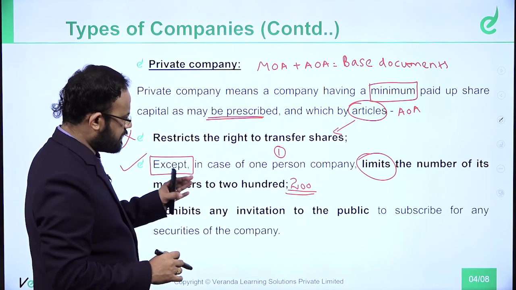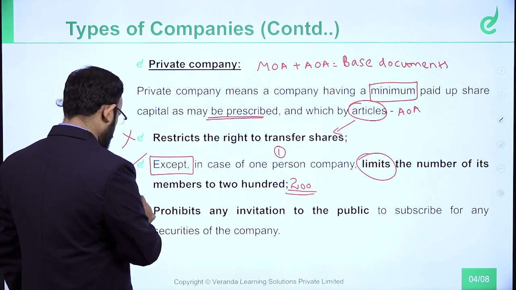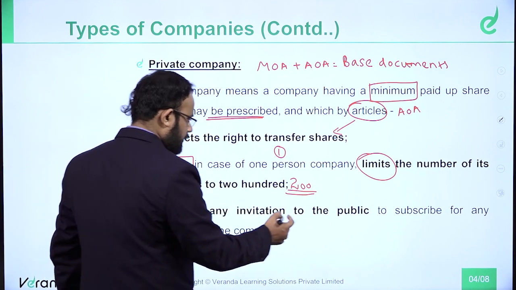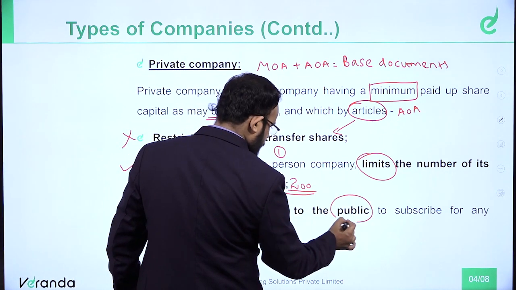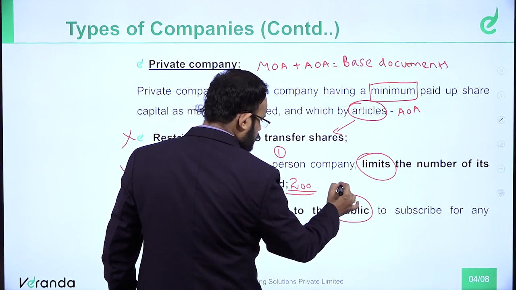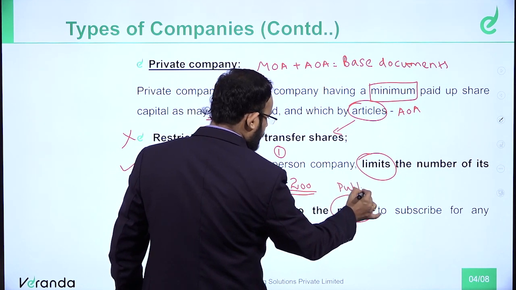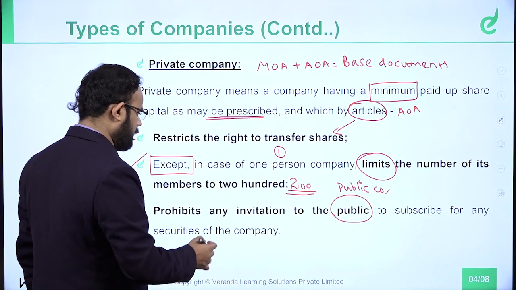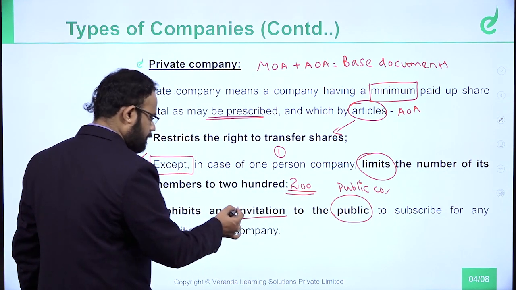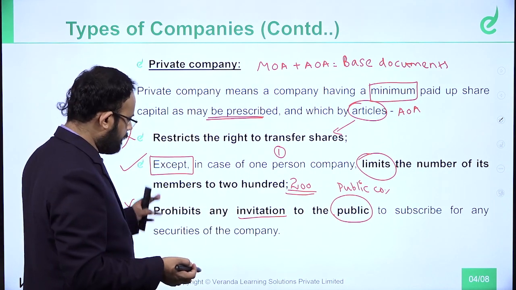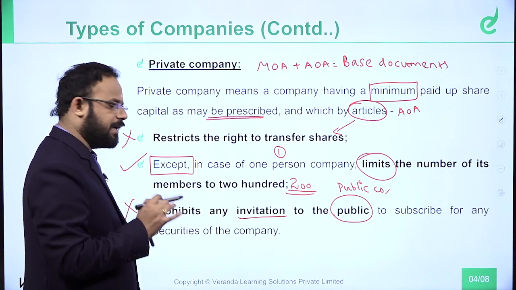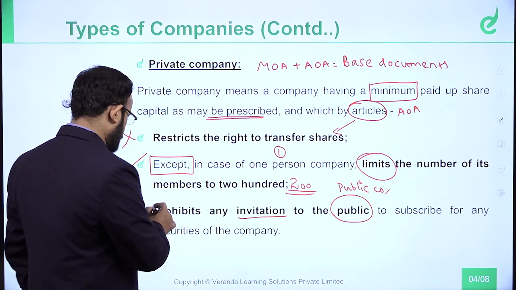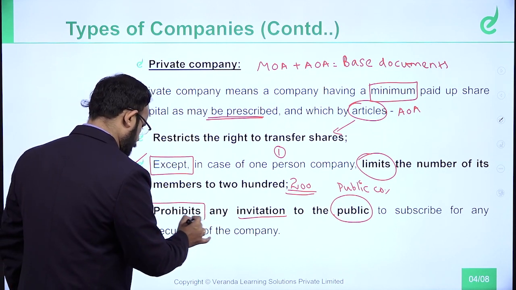Next, prohibits any invitation to the public, because when you invite the public, then you will have to issue something called a prospectus. When you say public, it becomes what company? Public company and not private company. So the point is only when you invite the public, it becomes a public company. When you prohibit any invitation, then only it is called a private company. So remember this keyword, prohibits.